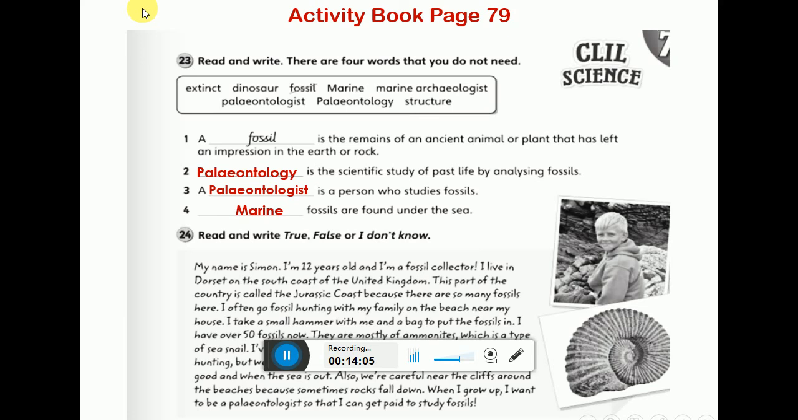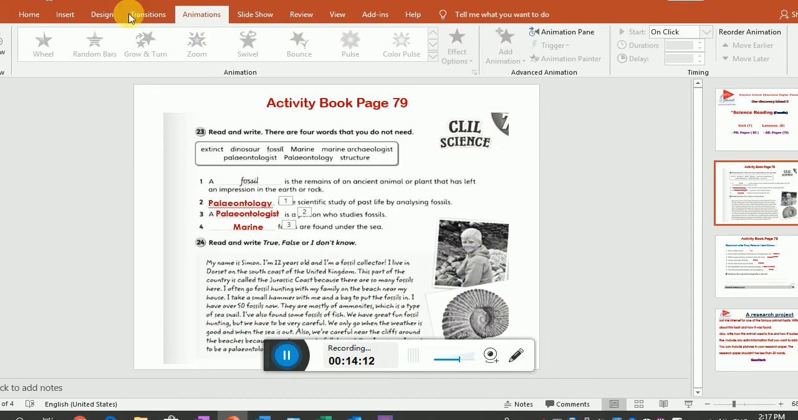Now, the second activity, read and write true or false.